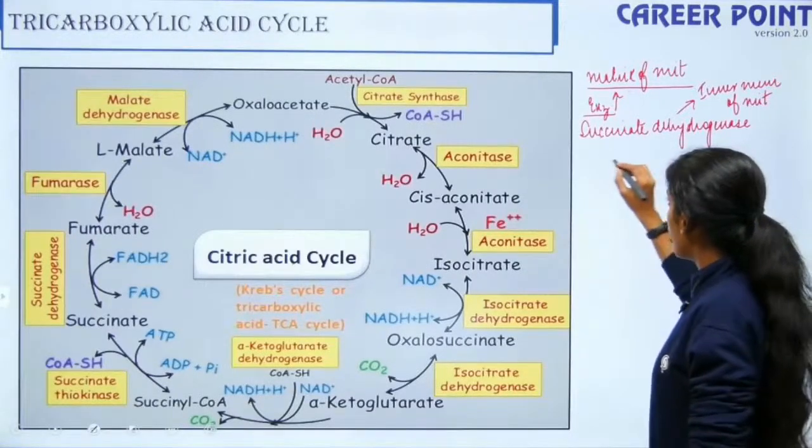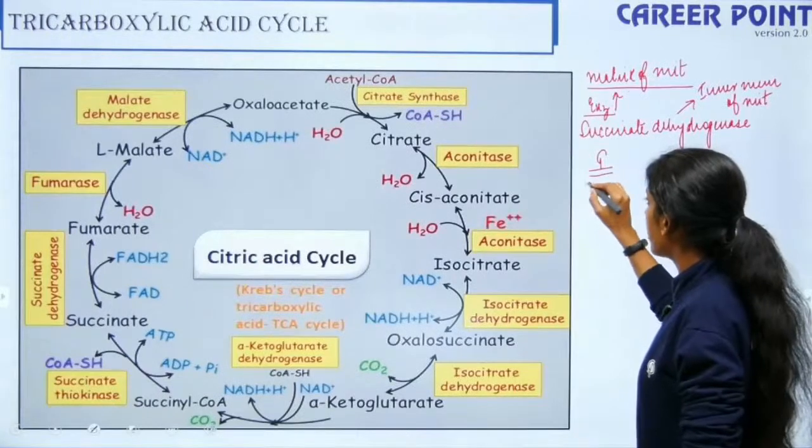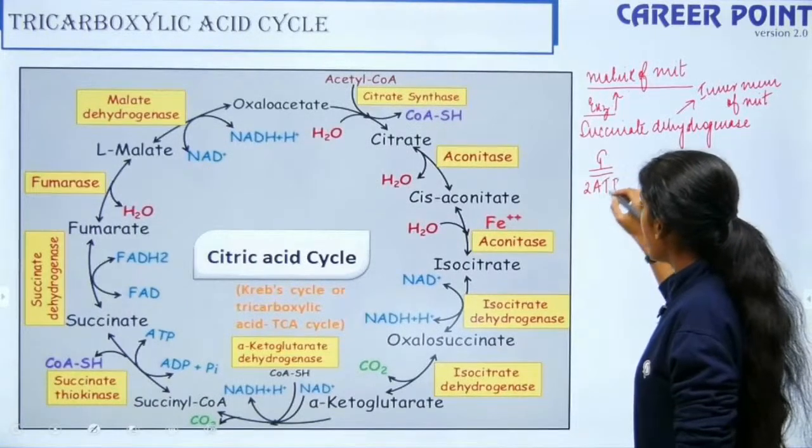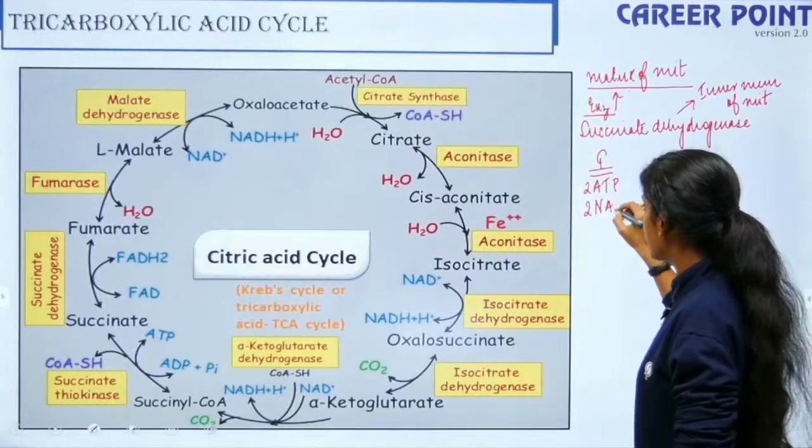Fine. So in your glycolysis, how many ATP? We have 2 ATP and we have 2 NADH.